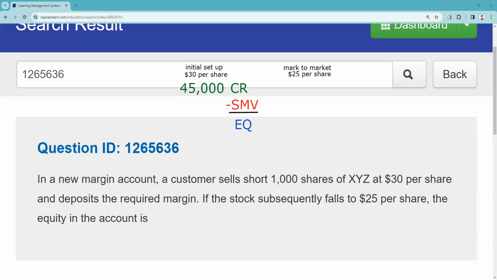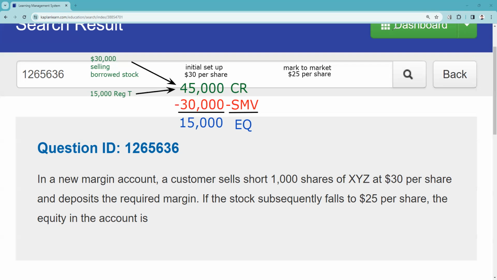This is where most test takers get hung up. Where did the $45,000 come from? Well, 30,000 of that came from selling the borrowed stock. And then remember, you had to put Reg T with that. So when you put Reg T with it, that's where that $45,000 came from. You owe securities valued at 30, and so your equity is 15,000. So that's our initial setup, and now we're going to do the mark.